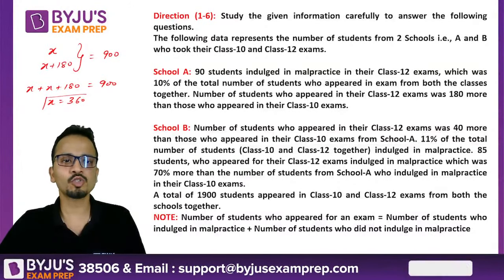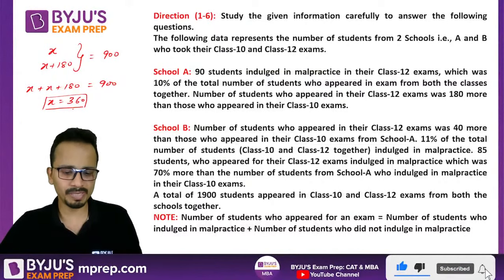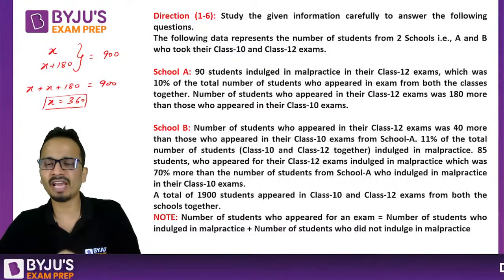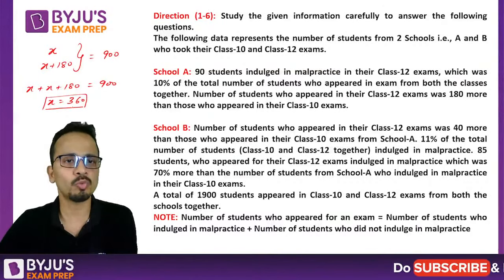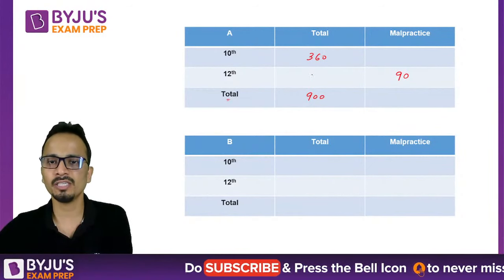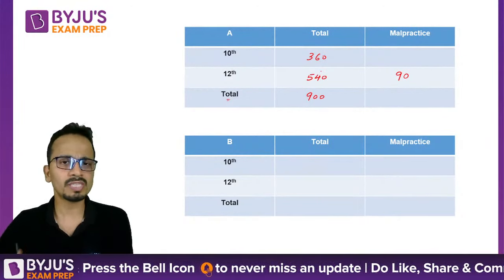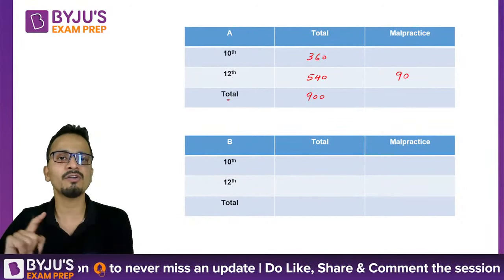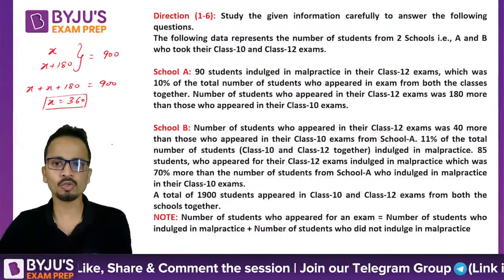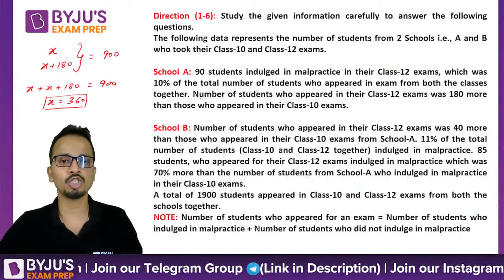So the number of students who appeared for the exam in class 10th is 360, and the same thing will be 540 for class 12th. Now I can fill these values, 360 and 540 respectively, for the number of students who appeared in 10th and 12th standard for school A. Now let's go back to the information. This is all about school A, which is given to us.